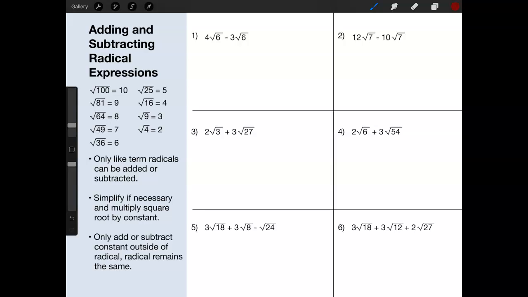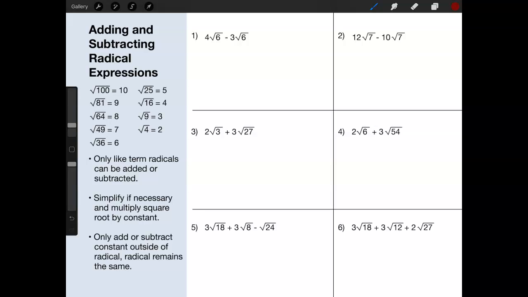When adding or subtracting radical expressions, it is important to remember a few things. First, you can only add or subtract like-term radicals. This means that you cannot add or subtract radical 2 plus radical 3. The number under the radical sign must be the same.